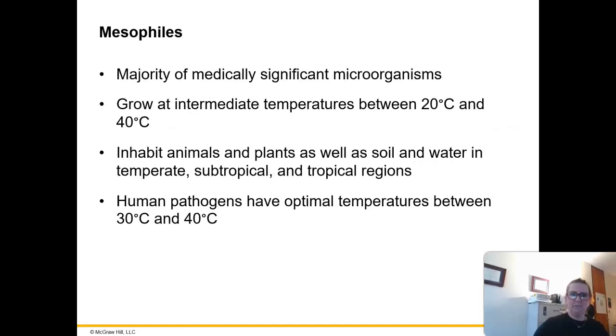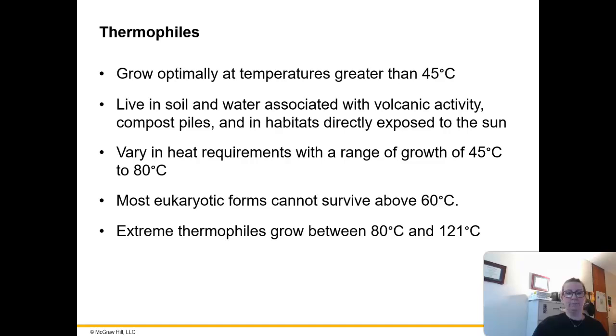Okay, mesophiles. So essentially these are the majority of medically significant organisms, because body temperature is in this range. Body temperature is 37 degrees Celsius. So we see these things can grow at intermediate temperatures between 20 and 40, but the optimal temperature for them is 30 to 40 degrees Celsius. So we're thinking temperate, subtropical, and tropical environments, animals and plants. They inhabit animals and plants, both in soil and water.